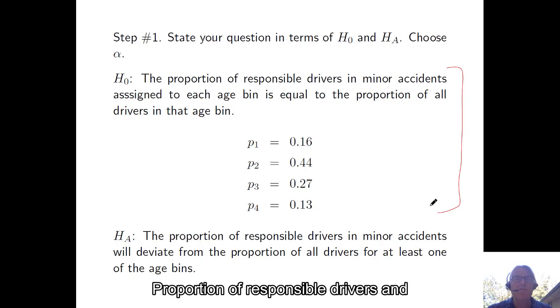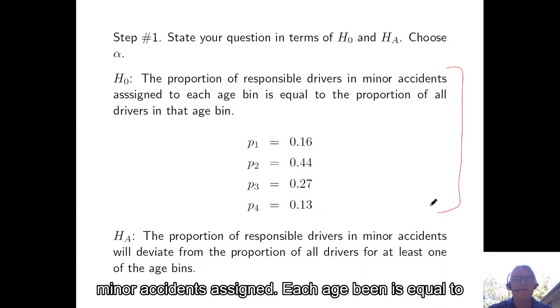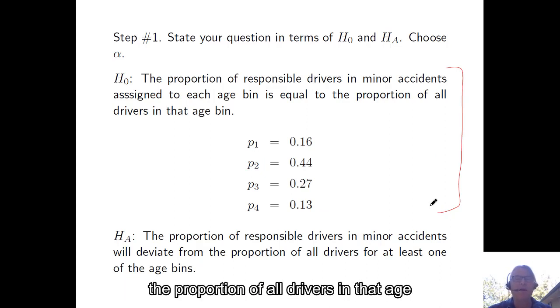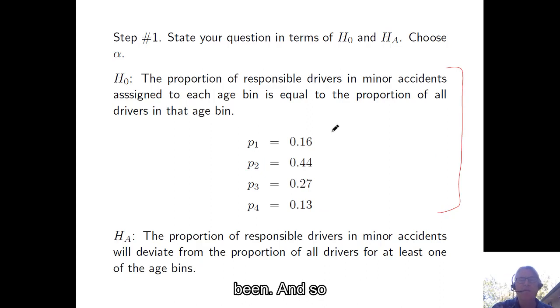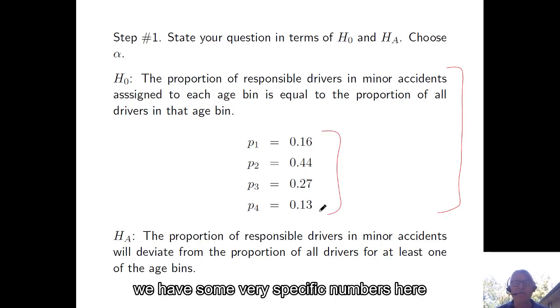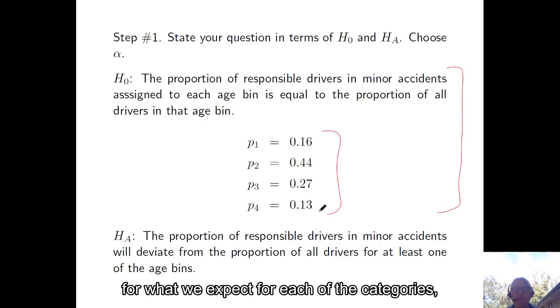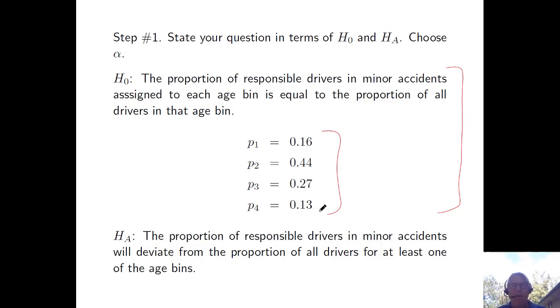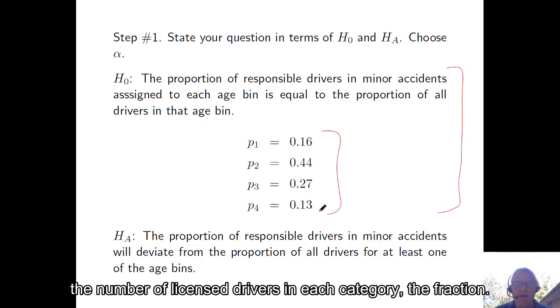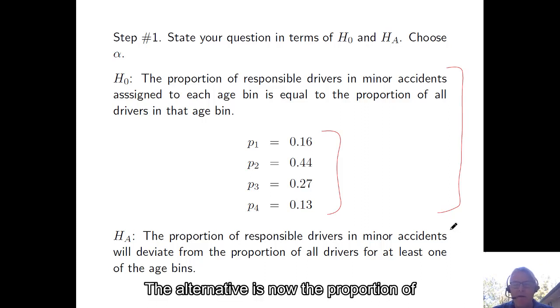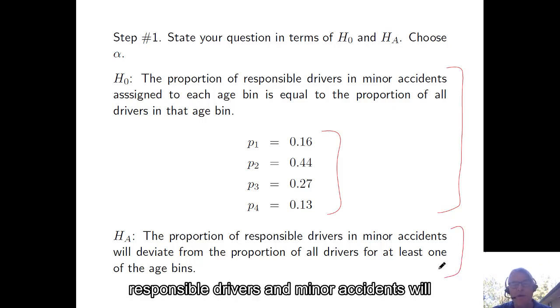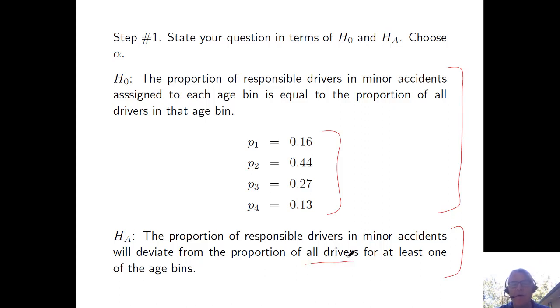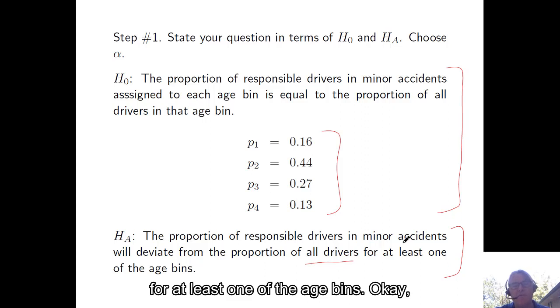The proportion of responsible drivers in minor accidents assigned to each age bin is equal to the proportion of all drivers in that age bin. And so we have some very specific numbers here for what we expect for each of the categories. Those come from the background information on the number of licensed drivers in each category, the fraction. And then the alternative is now the proportion of responsible drivers in minor accidents will deviate from the proportions of all drivers for at least one of the age bins.